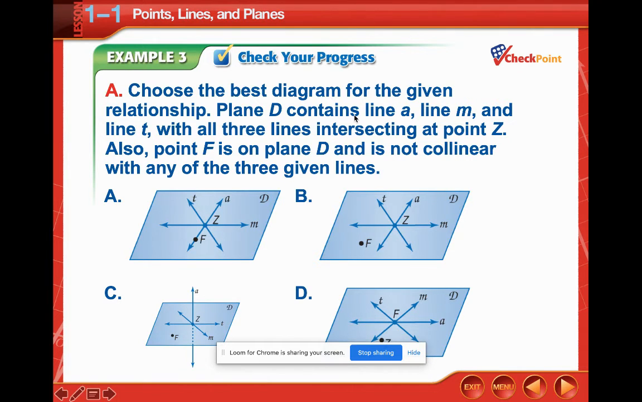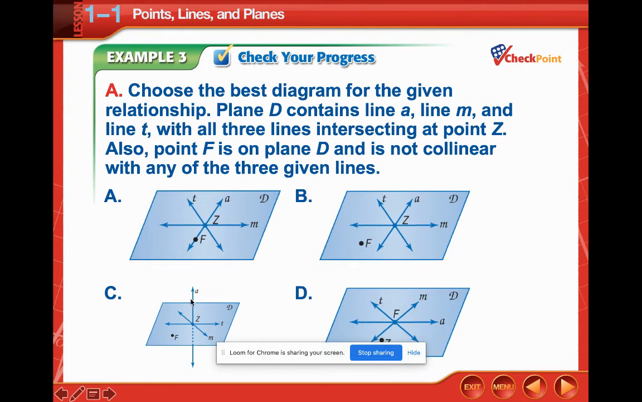So plane D contains a line. So we already did plane D. All 4 of them have plane D. Contains line A. It looks like they all 3 contain line A, except this one looks like line A is a little off of it, right? Like, as you can see, it's not on plane D. It cuts through plane D. So I would say C does not look to be the correct answer right now.